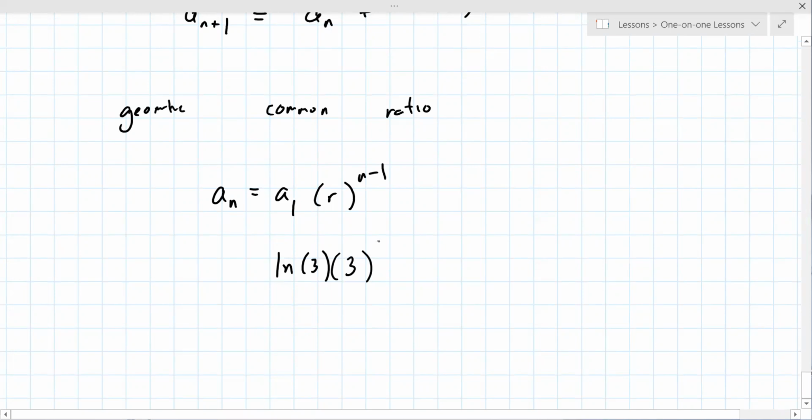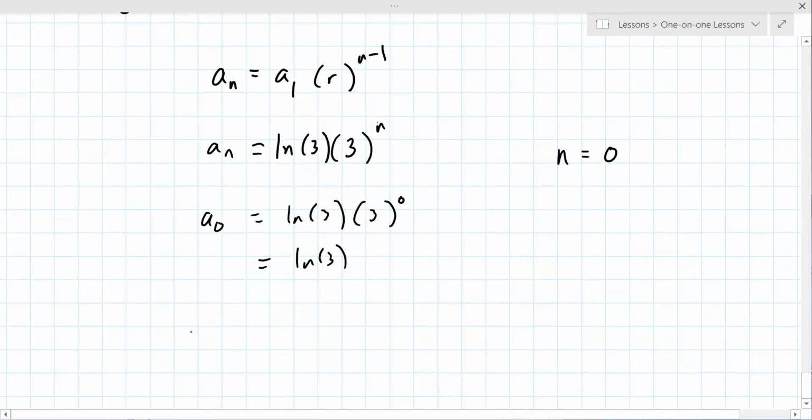Is this for the n minus 1? Oh, this is for the n minus 1. Well, is this starting at 1 or is this starting at 0? It doesn't matter. Let's start at 0. So then it's to the n. So a_0 would equal natural log of 3 times 3 to the 0 power, which does equal natural log of 3. So we're in good shape. Now we're going to do a_1. a_1 is natural log of 3 times 3 to the power of 1. And so this is 3 natural log of 3.